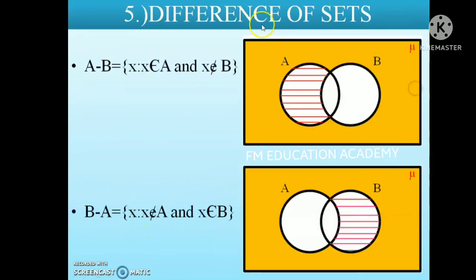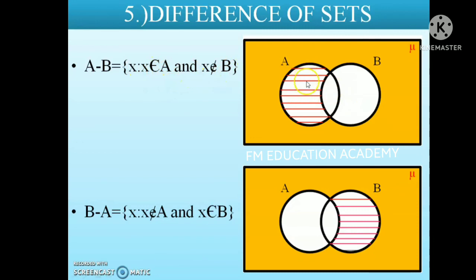Now, the last type of set is difference of sets. Now, what do you mean by difference? You know, difference is minus. So, if you have two sets A and B, okay, there are two cases in this. If you want to write A minus B, then we can consider that the section which is common only to A, but which does not belong to B. This symbol is does not belong, and this symbol is belong. So, here X belongs to A and X does not belong to B.